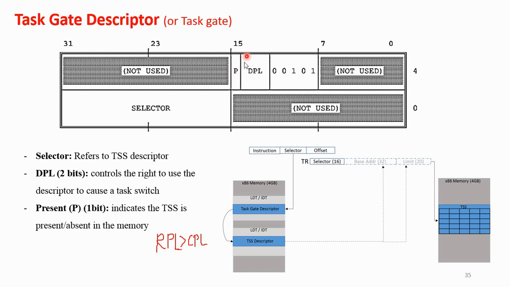So in this method of task switching, the task can be invoked indirectly by jumping or calling the task gate. This method is used to transfer control to a task at an RPL that is higher than the CPL. If task switching happens without a task gate, it means that RPL is equal to CPL. In case a task gate descriptor is used, it means that RPL is greater than CPL.